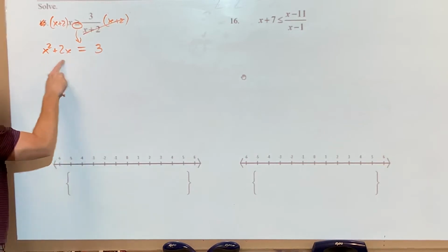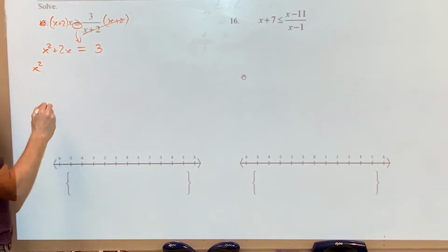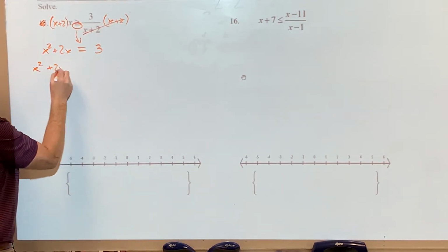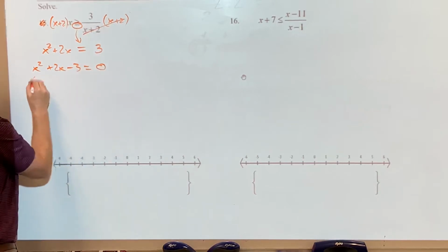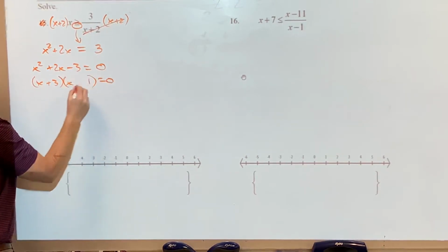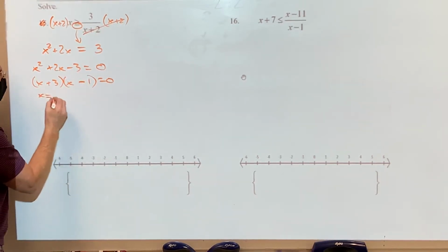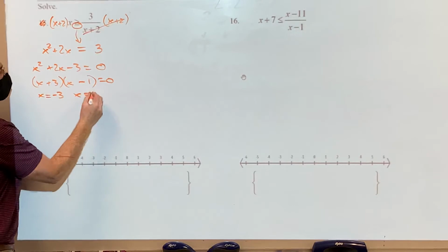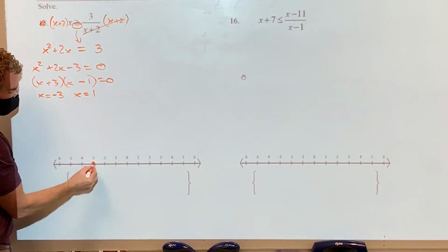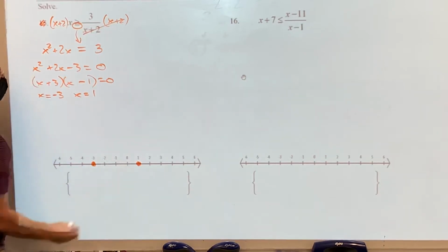Now we're not going to factor that. What are we going to do? No. We're going to set it equal to 0, right? Factor and solve. So I get x equals negative 3, x equals 1. And I come down here and I put a closed circle at negative 3 and a closed circle at positive 1.